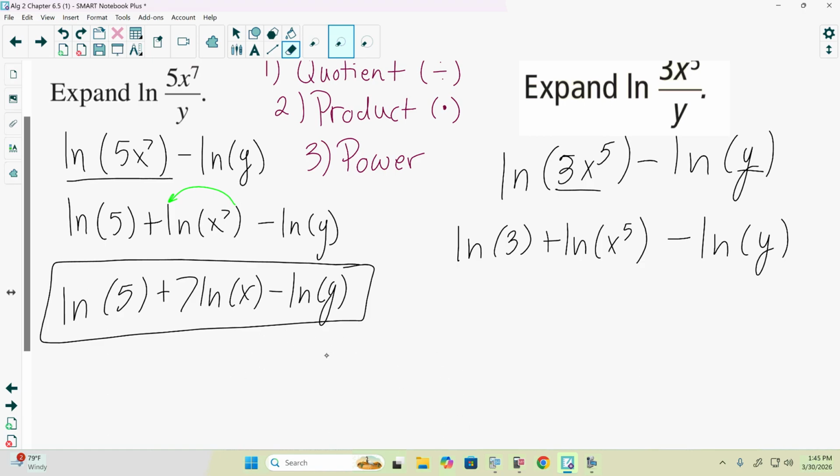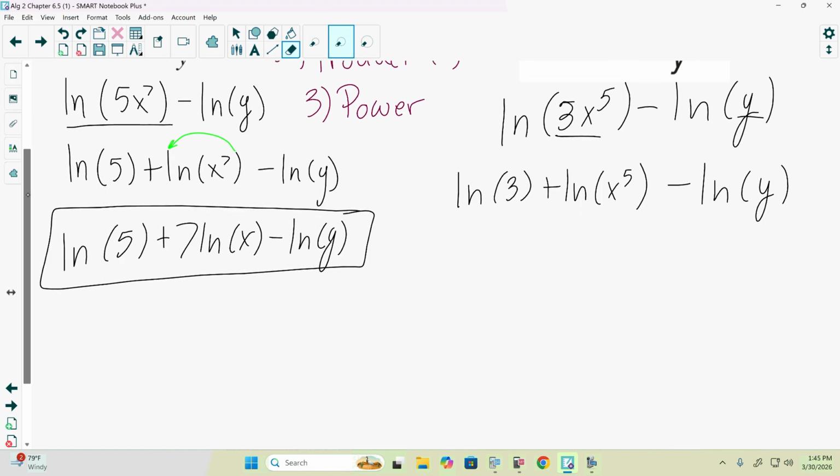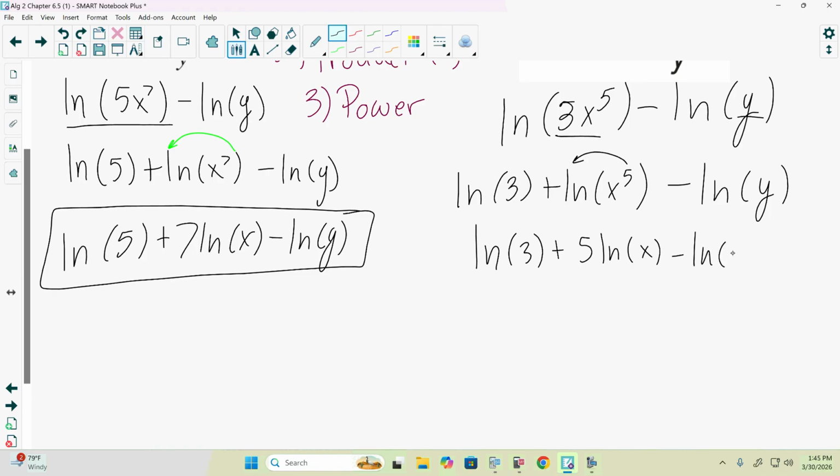Questions on this here so far? Now, since there is no sign in front of that natural log of 3x to the 5th, we don't need parentheses around it. They would just drop. Now, the only thing we have left is our power property, and because of that x to the 5th, we need to take that 5th power and move it to the front, telling us that the fully expanded version of this here is the natural log of 3 plus 5 times the natural log of x minus the natural log of y.